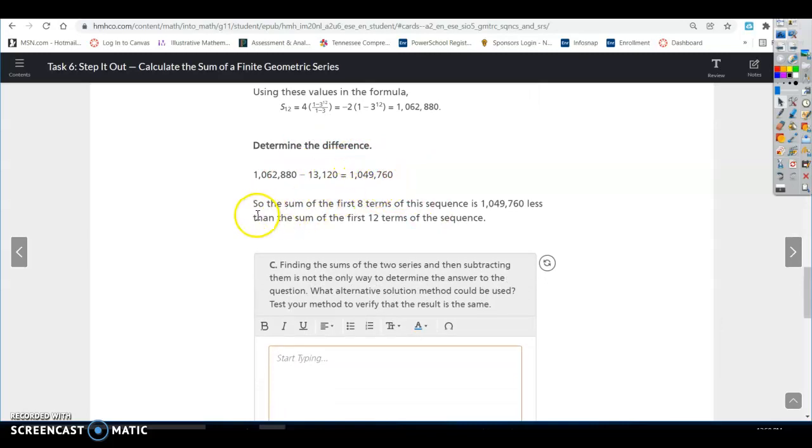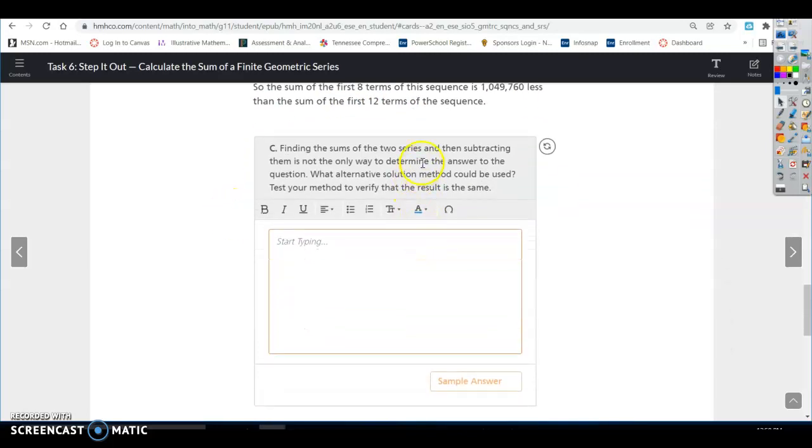1,049,760. All right, so since that's such a large number, that's why they're saying that the formula is the best way. So the sum of the first 8 terms is that much less than the sum of the first 12 terms. All right, finding the sum of the 2 series and subtracting them is not the only way to determine the answer of the question.